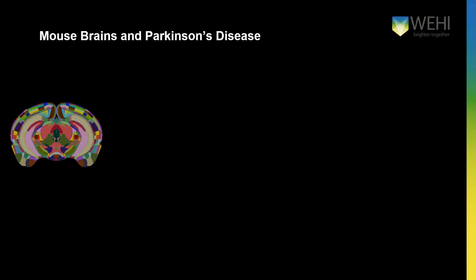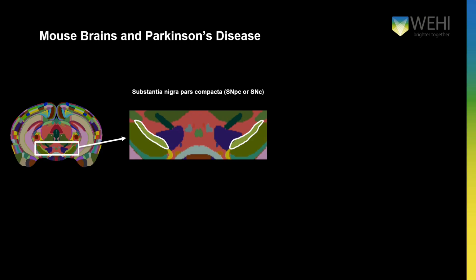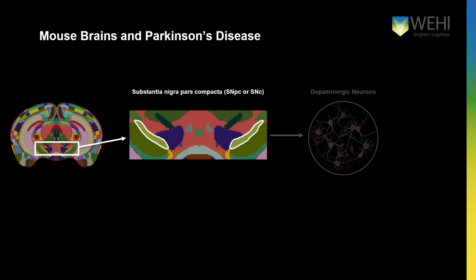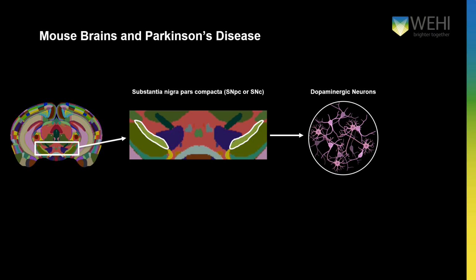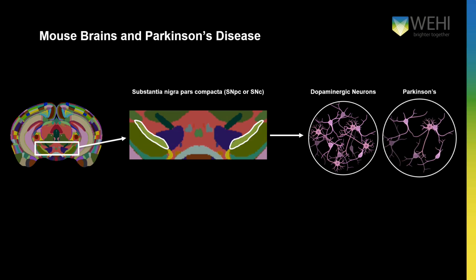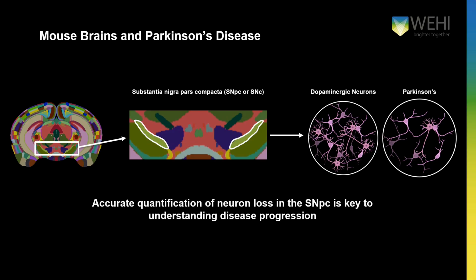The region that the researchers are interested in is one related to Parkinson's disease. They were interested in this small region here that I've outlined in white, and this is called the substantia nigra pars compacta region, or the SNpc or SNc. They're interested in this region because this area is densely packed with dopaminergic neurons, or dopamine-producing neurons. In the context of Parkinson's disease, there's significant neuron loss in this area, and accurately understanding the neuron loss in this SNpc region is key to understanding disease progression, as neuron loss is what drives some of the symptoms and effects of Parkinson's disease.